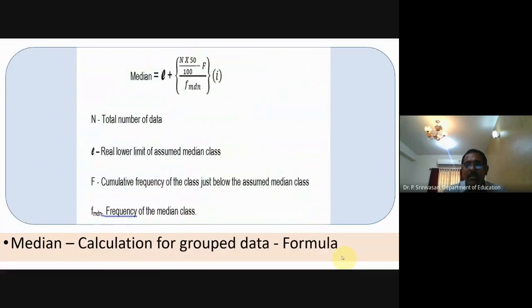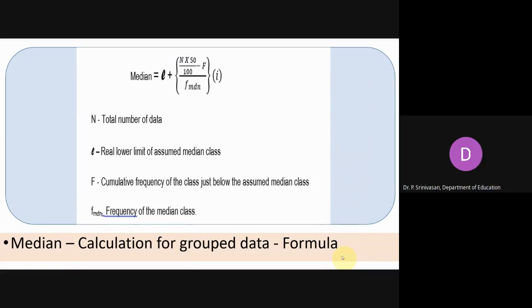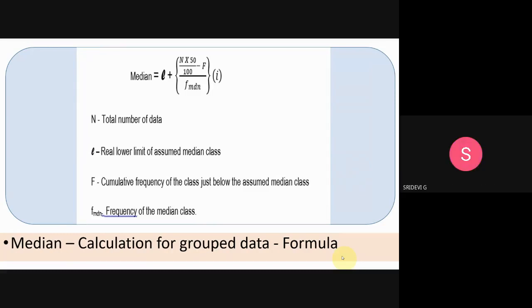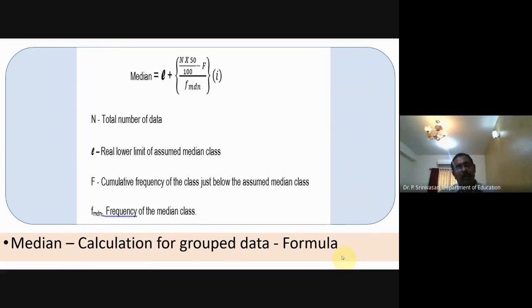As with the mean, now you have got the formula. This is the formula to calculate the median. Now let us look into those values. How many values do you need to know to calculate the median? Yes, 5. You need 5 values to calculate the median.